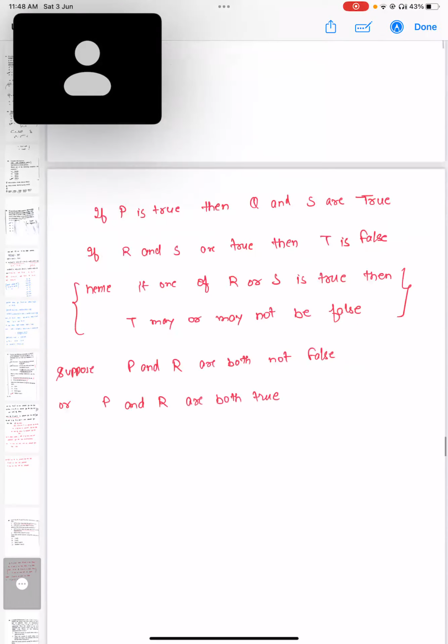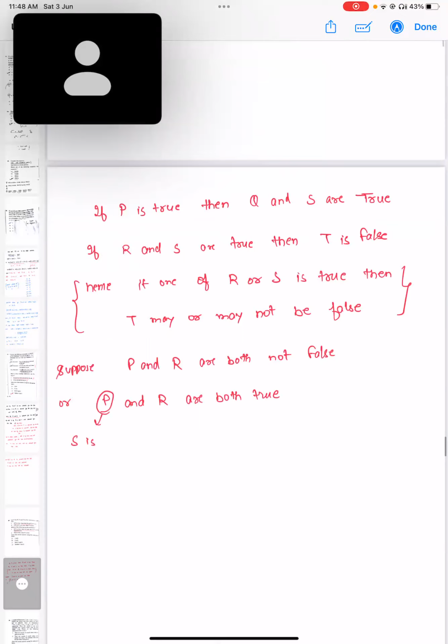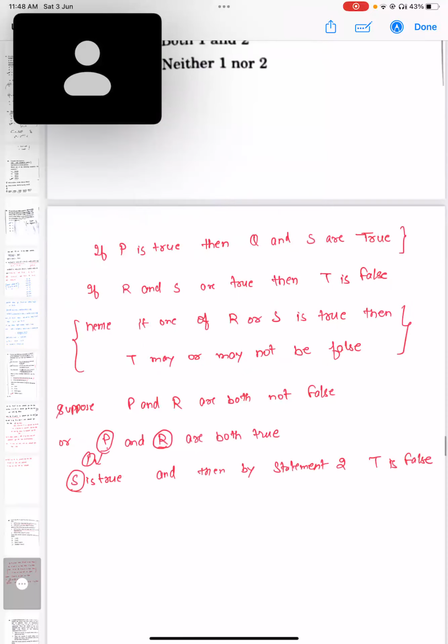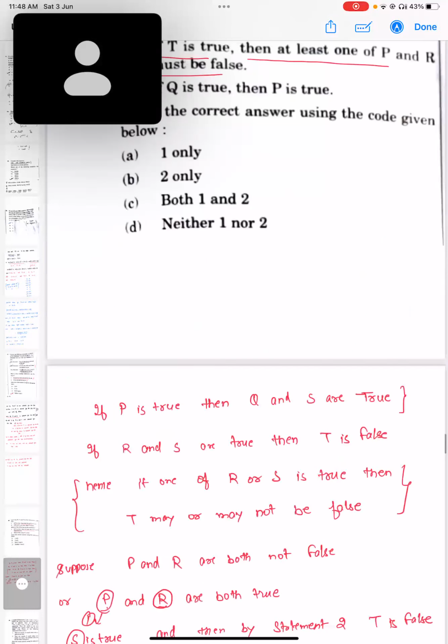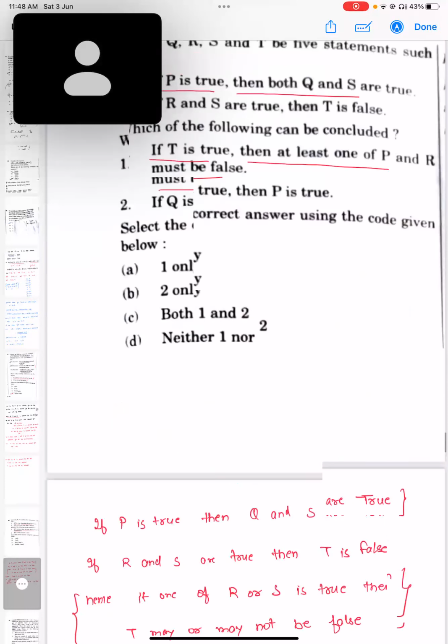Now, if P is true, then S is true, and R is true and S is true implies... If P and R are both true, if P is true, then from statement 1 we know S is true, and if R and S are true, then by statement 2 T is false. But in conclusion 1 we assume that T is true. Hence, at least one of P and R must be false.